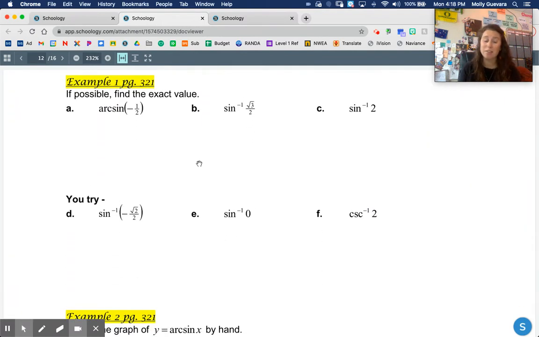So we'll do 3 together, and then you guys will try 3. Okay, so it says, if possible, find the exact value. Well, I know I'm working with sine, so I'm only going to draw quadrants 1 and 4. Now this tells me sine is -1/2. If sine is negative, that means the angle is going down, right? It's going down somehow. And that tells me that this y value is -1/2.